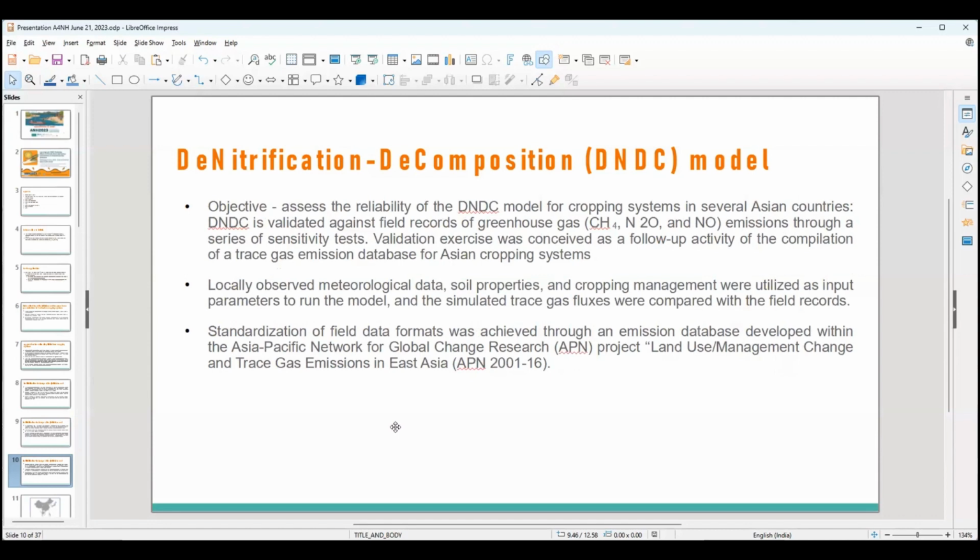Now, for this particular paper on Asian cropping systems, what was the objective? It was to assess the reliability of the DNDC model for cropping systems in several Asian countries. It is validated against field records of greenhouse gas emissions through a battery of sensitivity tests. The validation exercise was conceived as a follow-up activity of the compilation of a trace gas emission database for Asian cropping systems. And this was part of an Asia Pacific Network for Global Change Research project.